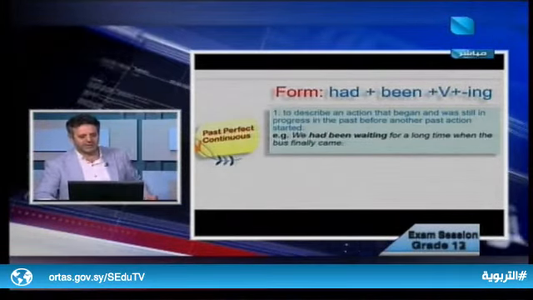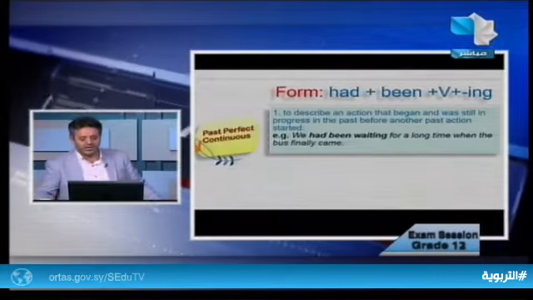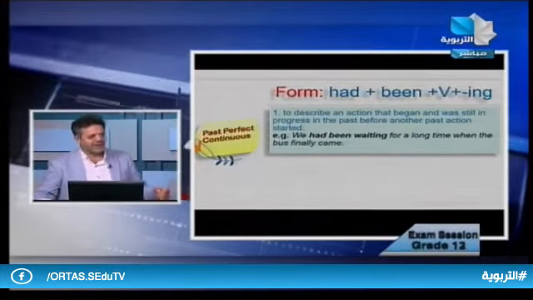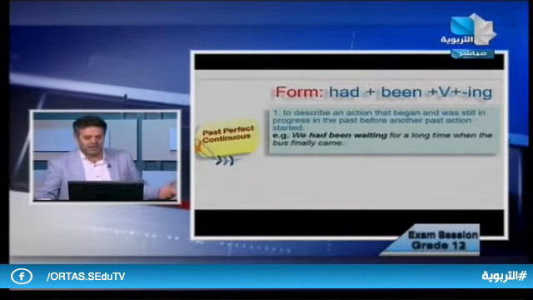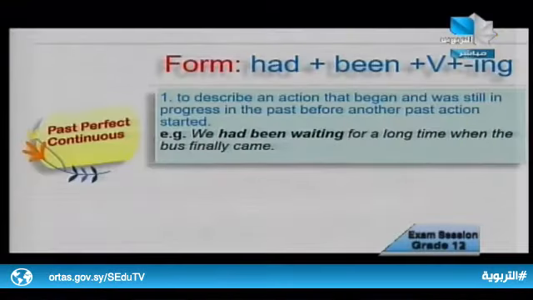For example, we had been waiting for a long time when the bus finally came. So here we can say we had waited for a long time when the bus finally came. It means that the first action finished before the bus finally came. But when we use the progressive form, it means that we were still waiting when the bus came.